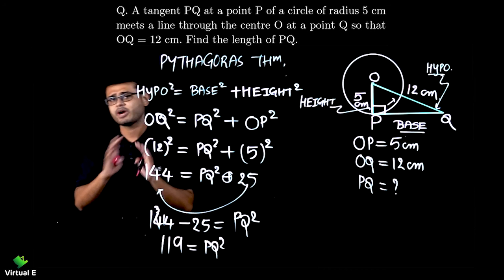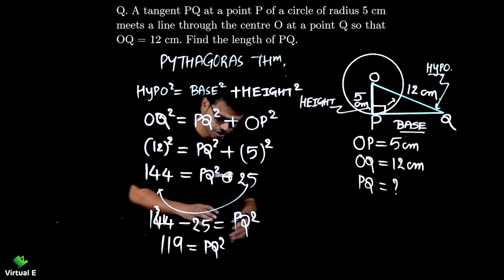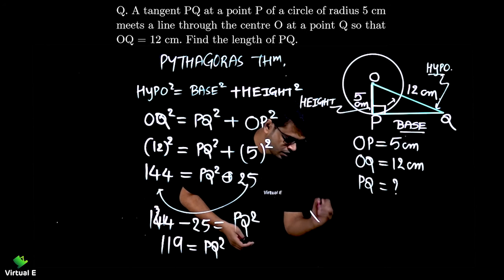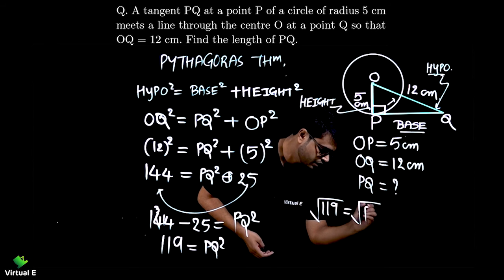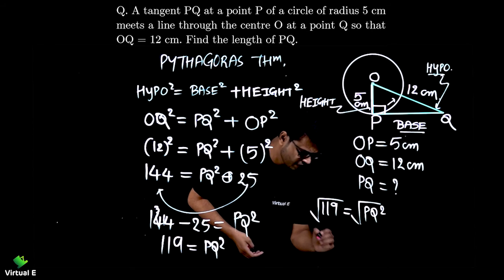Now we don't want the square value, we want the normal value. So what we will do, we will take the square root. So square root of 119 is equal to square root of PQ square. Now square root of PQ square will give you PQ only.